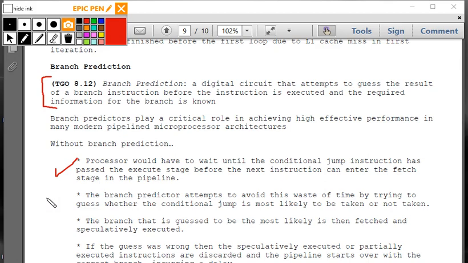The branch predictor avoids this waste of time by trying to guess whether the conditional jump is most likely to be taken or not taken. So it's using probability, and we'll go over this idea of hysteresis in a moment. And if the guess is wrong, it just goes backwards. It discards the executed result.